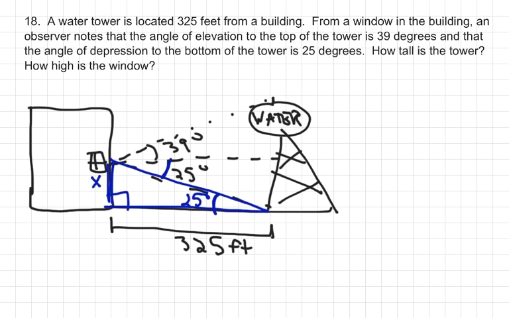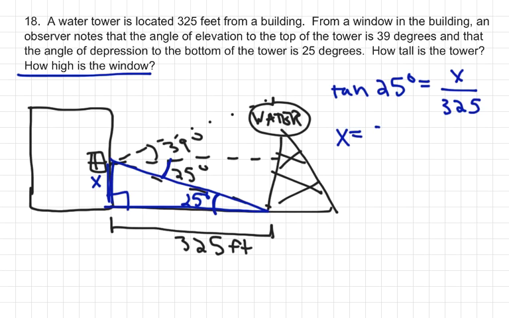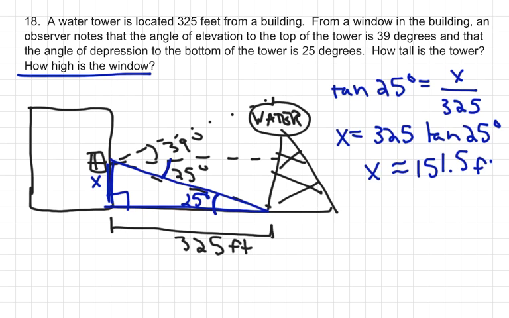So the trig function I'm going to need to use to find out how high the window is, oops, I didn't mean to cross it off, I meant to underline it, is tangent. The tangent of 25 degrees is going to equal the side opposite x over the side adjacent, 325. So x is 325 times the tangent of 25 degrees, and I'm going to find out that x is approximately 151.5 feet up the building.